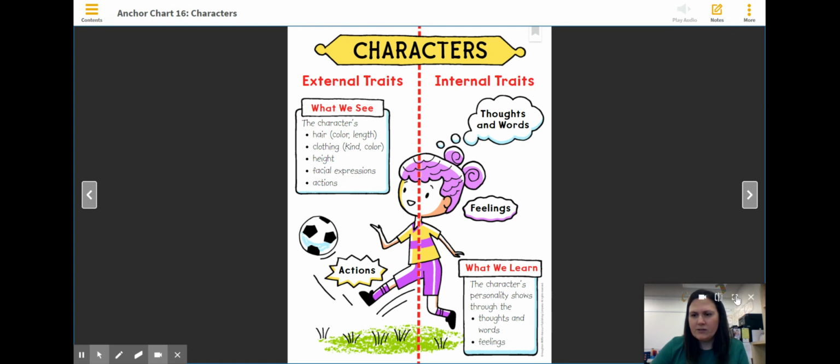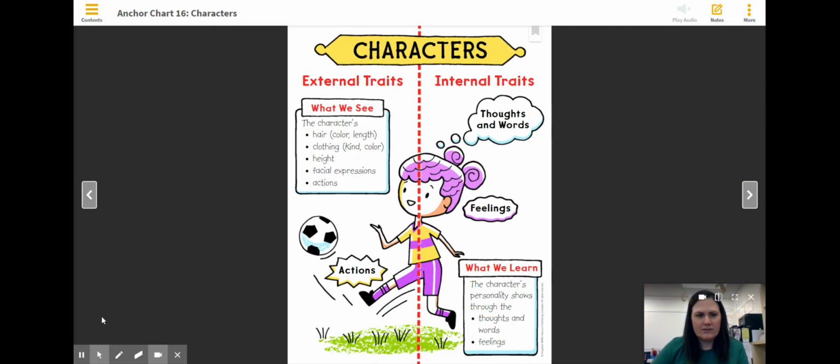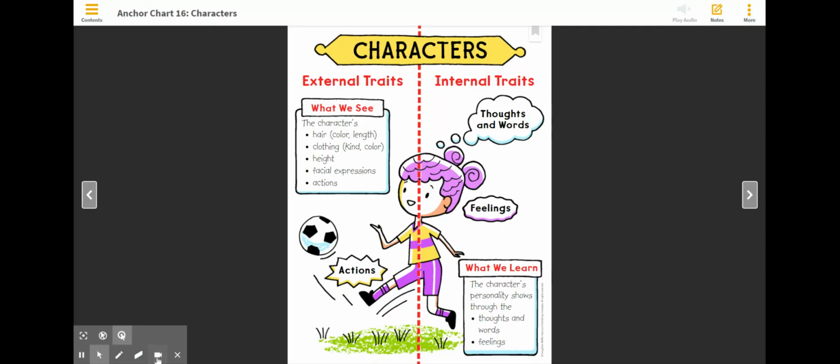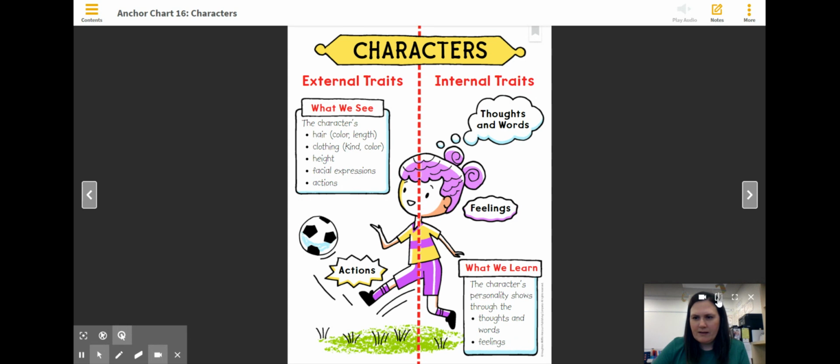I'm going to switch our screen here. And I'm going to show you my document camera. Okay, so I'm going to switch our camera here. Let's see. Camera.